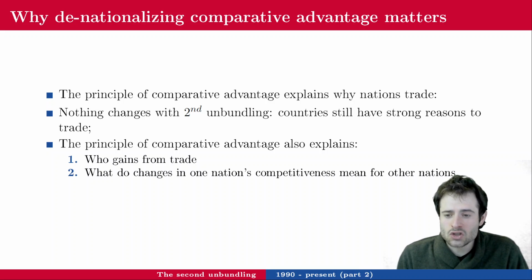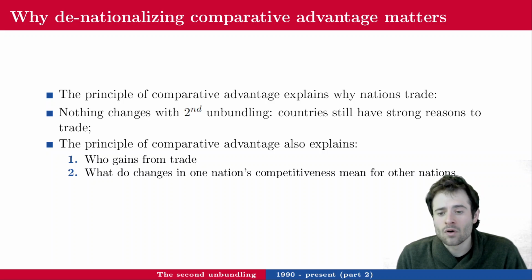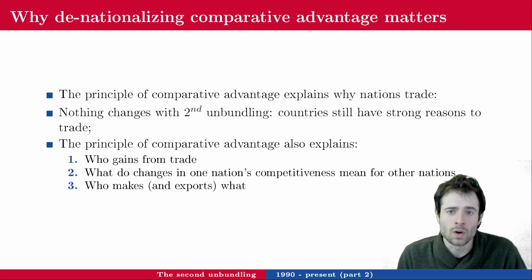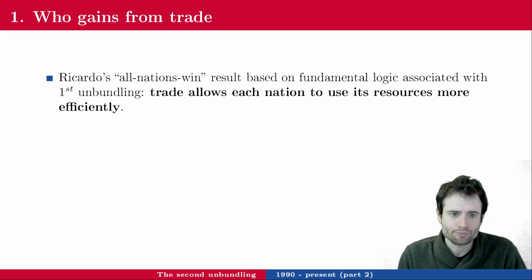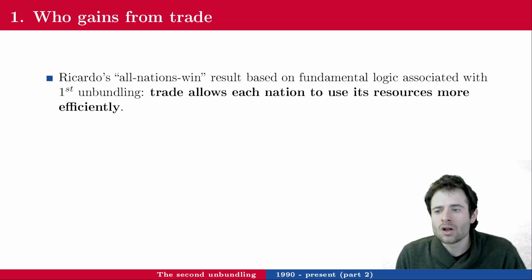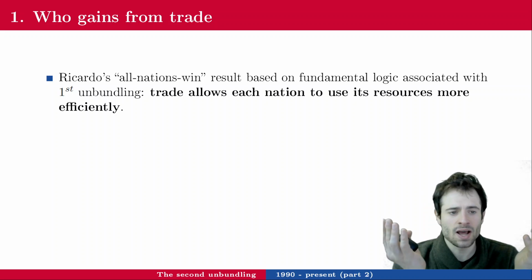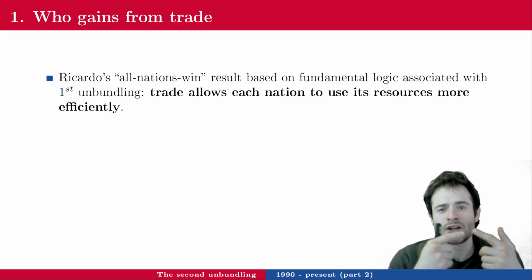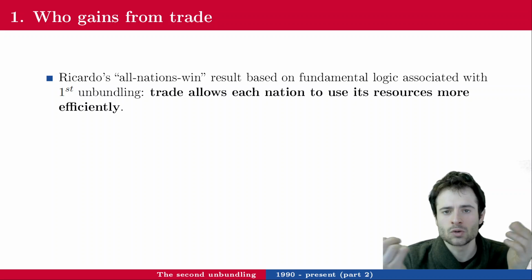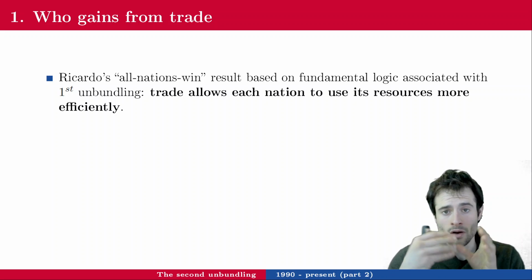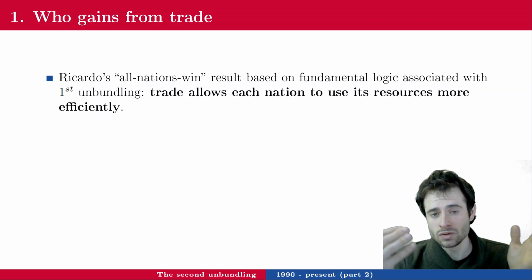What do changes in one nation's competitiveness mean for other nations? Who makes and exports what? So let's talk about who gains from trade. Ricardo's all nations win result was based on fundamental logic associated with the first unbundling. You have a comparative advantage, I have one as well. Let's specialize in our respective goods and let's trade with each other because we get more efficient. We can sell to each other at a lower price. Our consumers can consume more of the same good, and also new different goods.